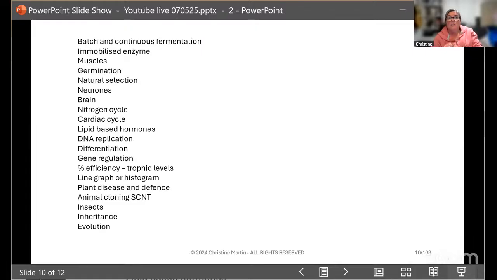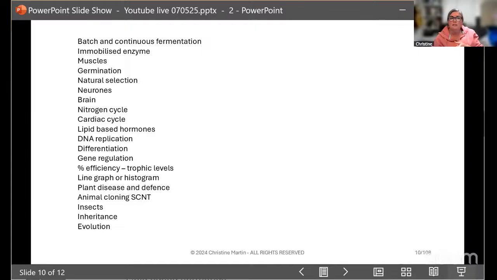Percentage efficiency with trophic levels, they have done very little in that lately. I definitely think you're going to do a line graph or a histogram. I do feel like you're going to either get a T-test or a Spearman's rank because they did chi-squared the last 2 years. They've done a lot of chi-squared. I feel like it's not actually listed on here, but fisheries haven't come up very much either.